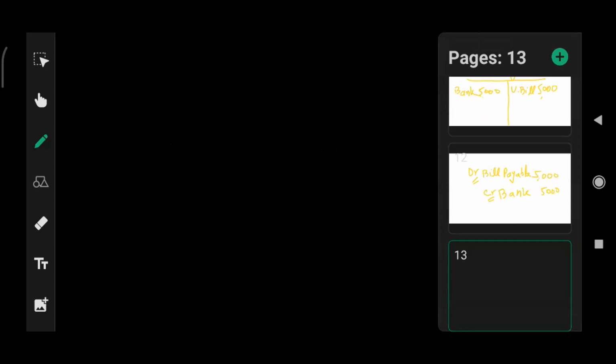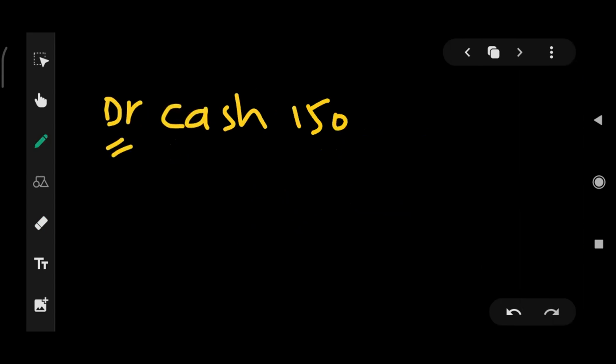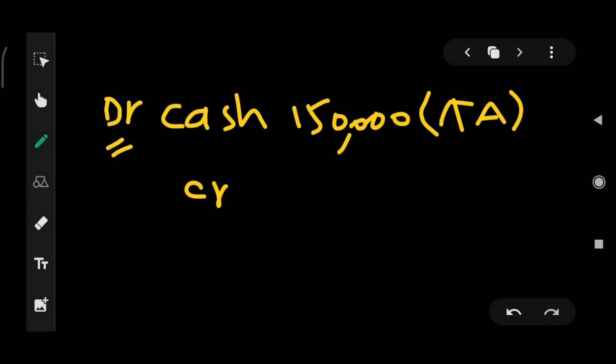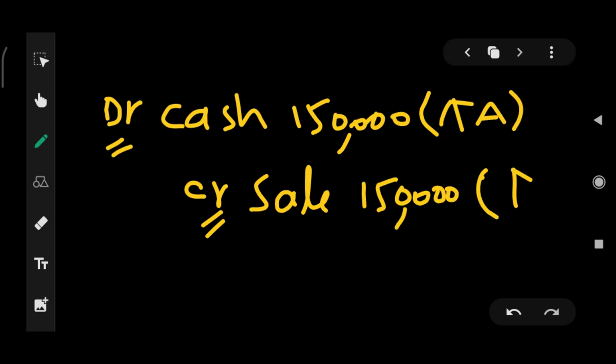Next transaction is he made sales to Mr. Ali for 150,000 on cash. So it's a cash sale. So the business received cash. Cash is an asset of the business. So I will debit cash 150,000 because this is an increase in asset, and whenever an asset is increased, it's a debit entry. And sale is always credit because sale is income. Remember, whenever you find the word sale, sale is an increase, it's a credit entry because it is an income. And whenever income is increased, it's a credit entry. So we recorded this transaction.